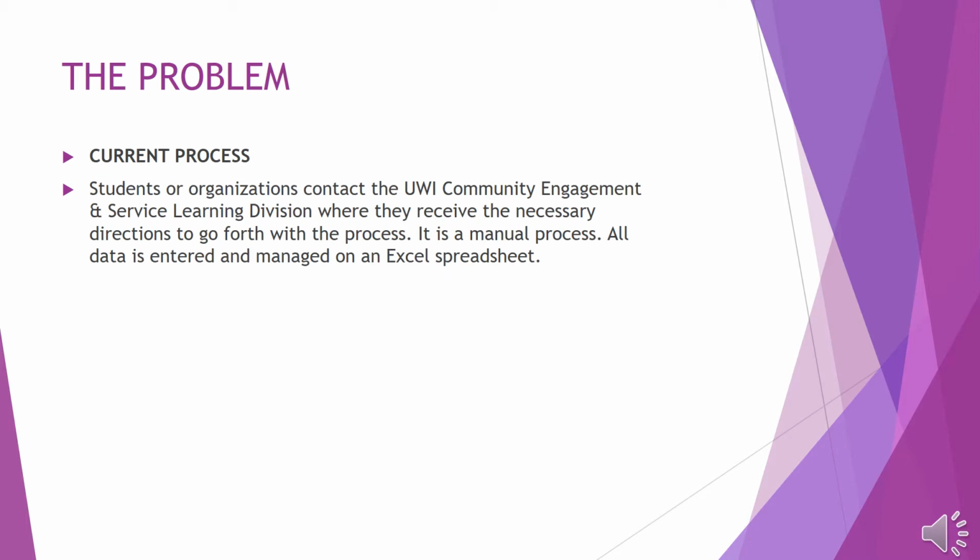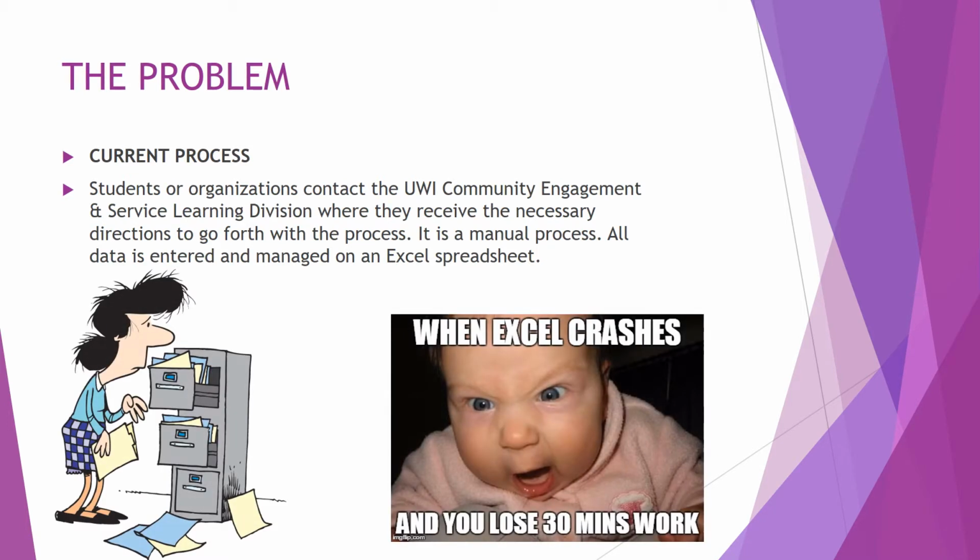The current process, which is manual, consists of the students and organizations contacting the CESL division, where they receive the necessary directions to go forth with the process. For example, take into consideration a student who wishes to start volunteering in chemistry-related events. The student will contact the division and the CESL staff member will then search through their data to find a suitable organization and event. Now, imagine if the CESL staff member has to search through a cabinet of files or Excel spreadsheets. This doesn't make a pretty picture, does it?